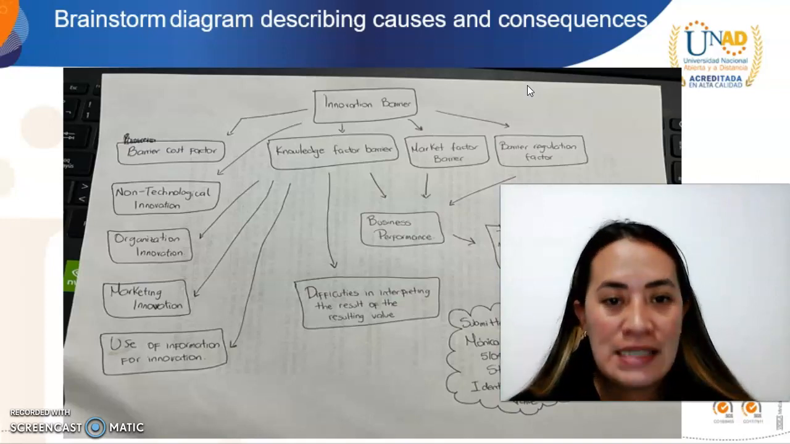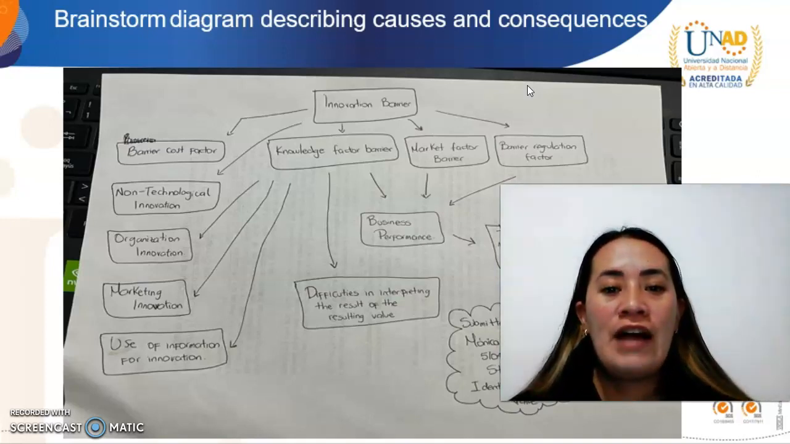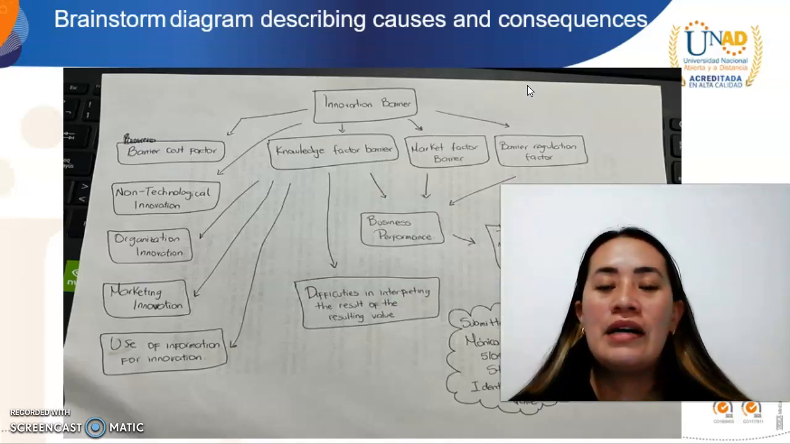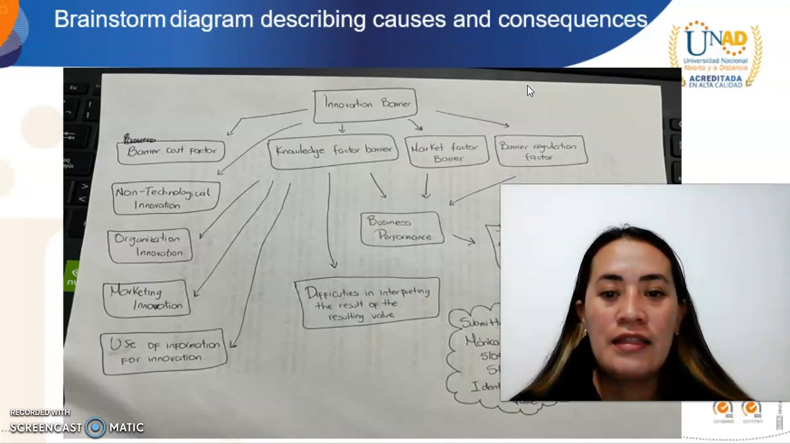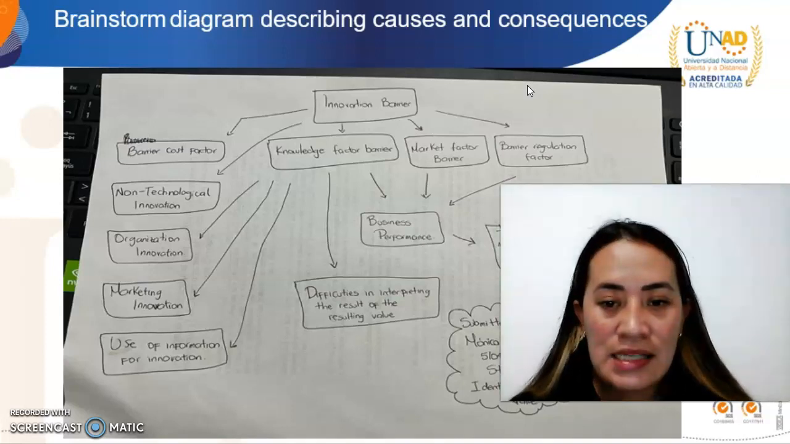business performance, factor barrier, market factor barrier, regulation factor. The value methodology can be complex.